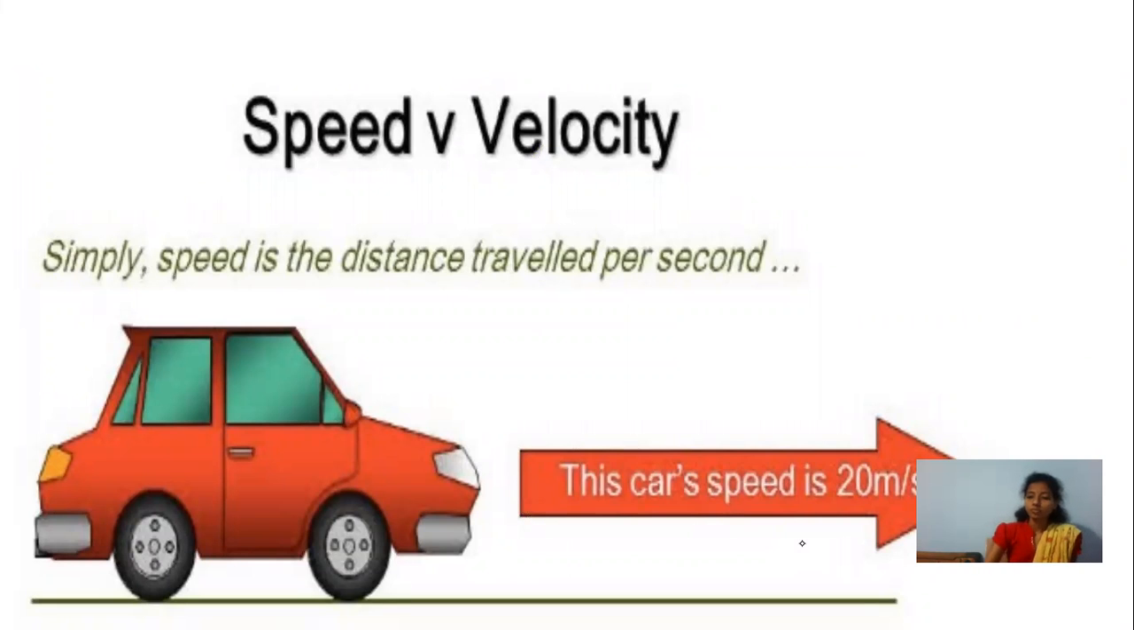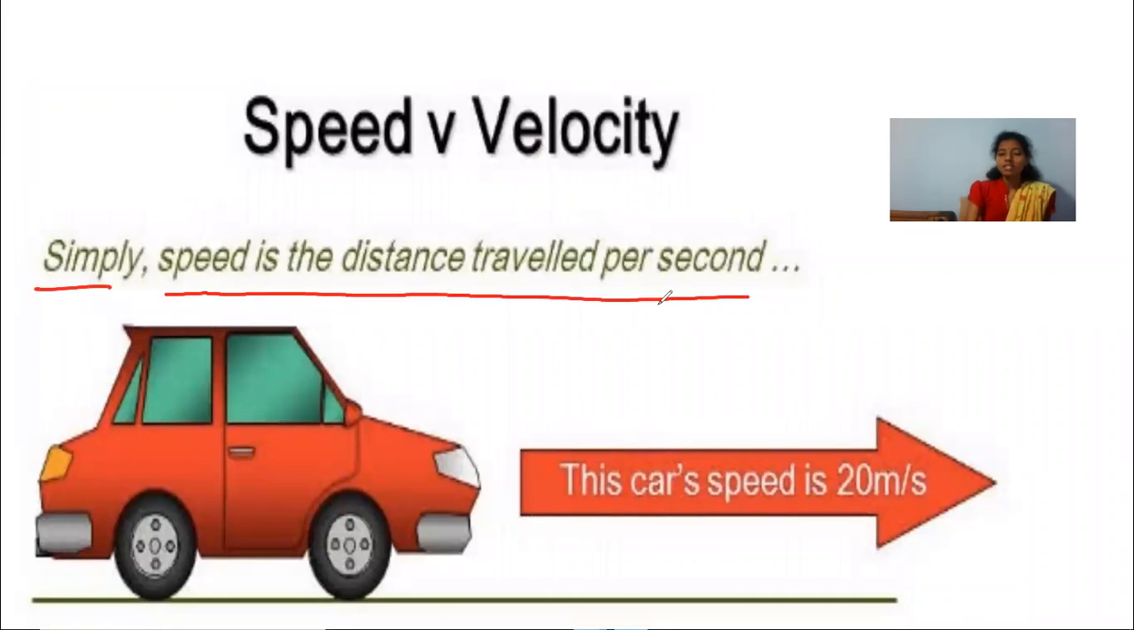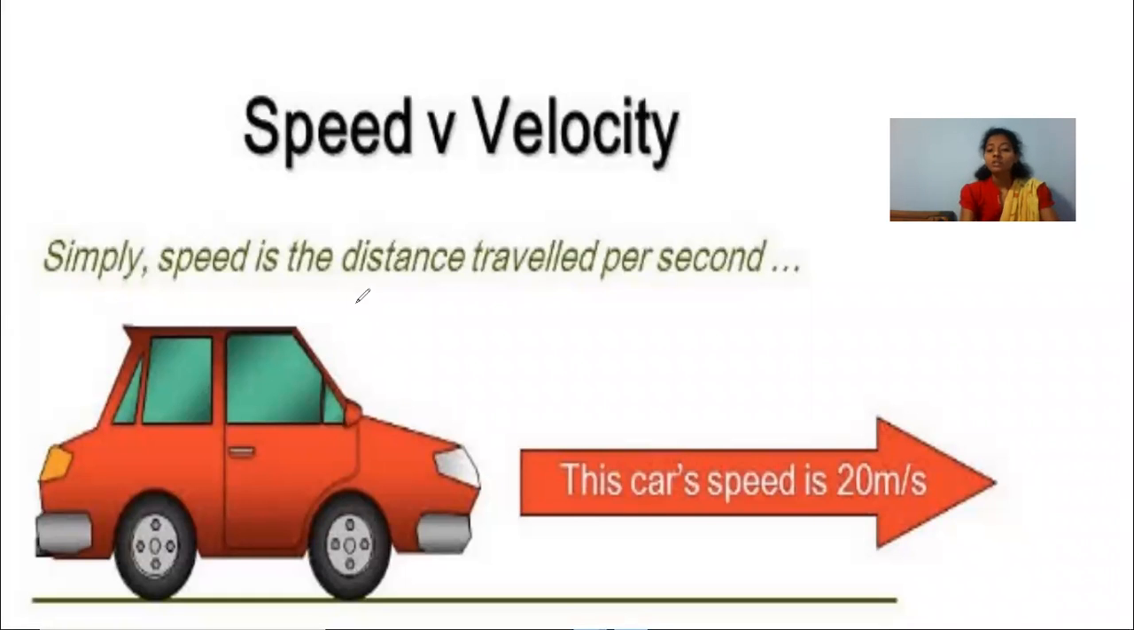So here, simply speed is the distance travelled per second. Okay, speed is the distance travelled per second. Or else we can also say rate of change of distance. Okay, rate of change of distance.